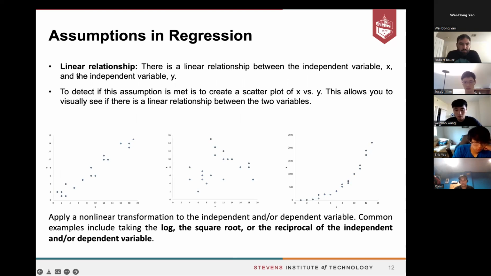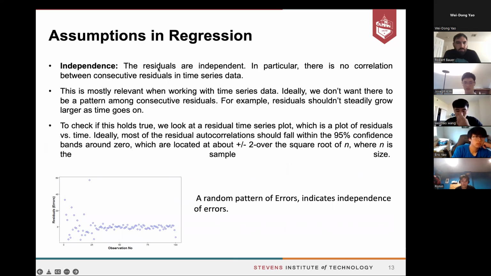So for the linear relationship, in this graph we can see that we have a linear relationship. It is a straight line between x and y. But in the second graph, there is no linear relationship. And in the third graph, we have an exponential increase. It is a relation, but it is not linear. To remove the non-linearity, we can use the square root or the reciprocal of the independent or the dependent variable to make it linear.